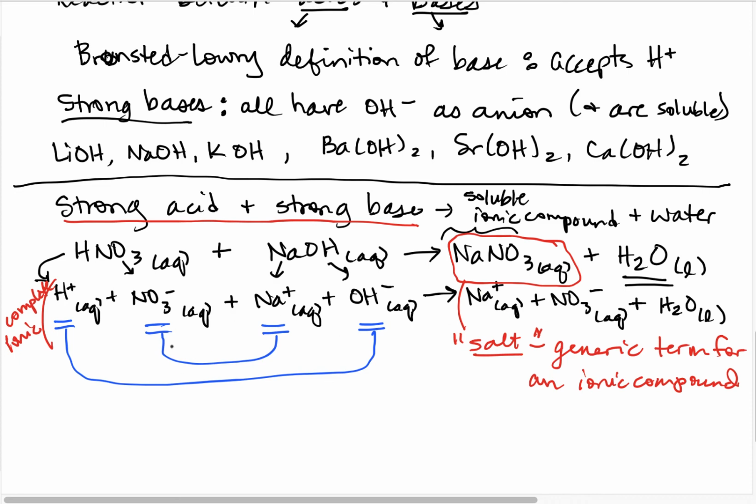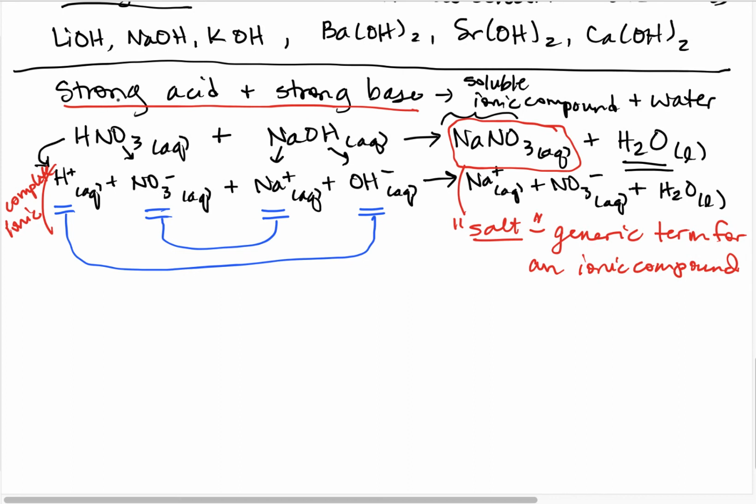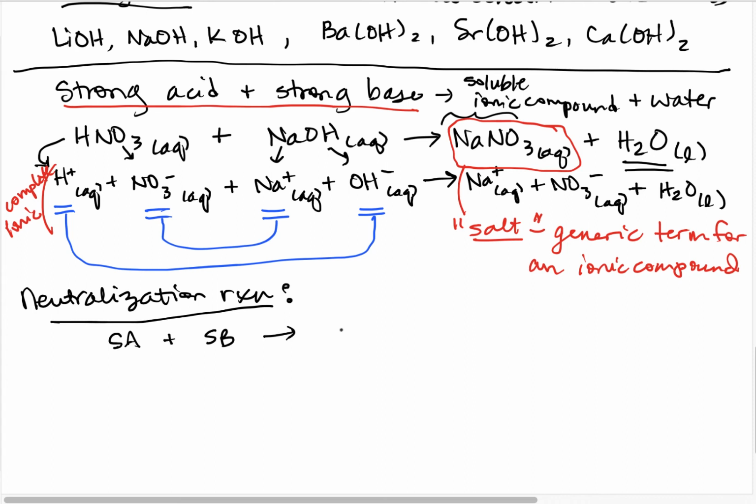Okay, so let's take a look at this. We've got this generic neutralization reaction, and that's exactly what we just did. This is a neutralization reaction, and it was a strong acid plus a strong base. It made salt, a soluble ionic compound, and water. And now we wrote out the total ionic equation, so let's look at the net ionic equation.